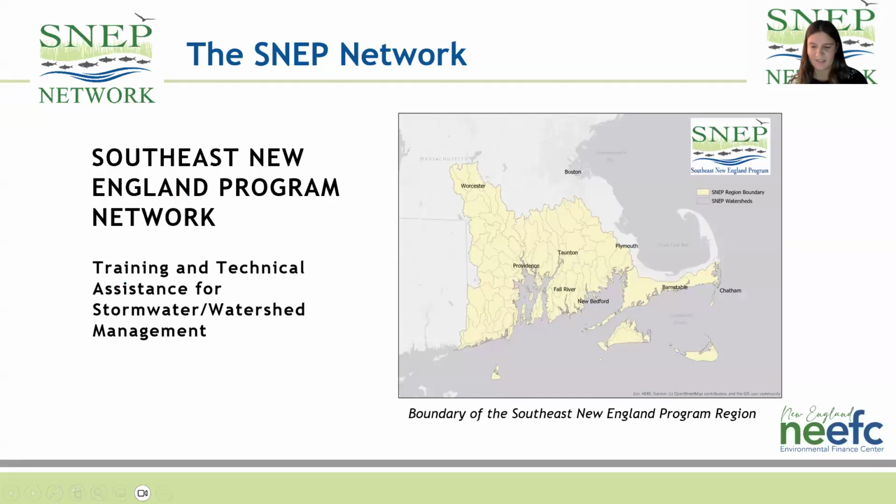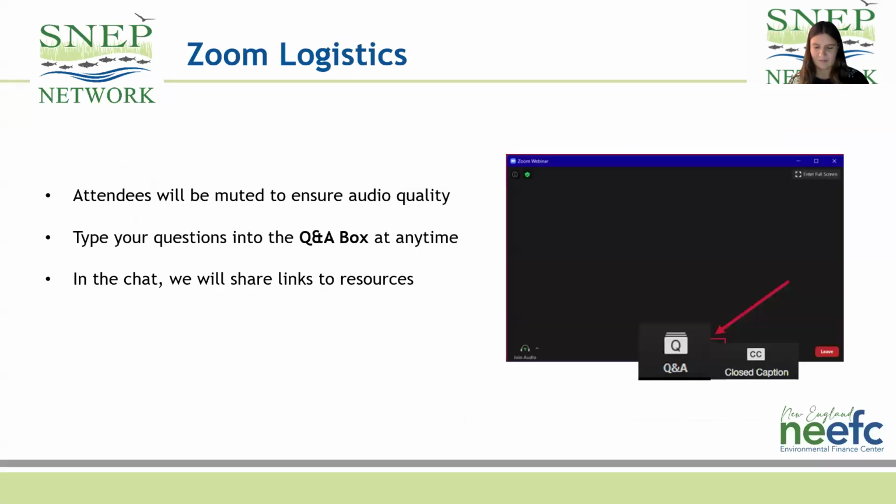Before we get started, I'd like to introduce and provide you all with a little background about the SNEP Network. The SNEP Network's mission is to empower communities to achieve healthy watersheds, sustainable financing, and long-term climate resilience through the management of stormwater and restoration projects. The SNEP Network focuses on building local capacity by providing no-cost trainings, webinars, and technical assistance to communities in the SNEP region. If you'd like to learn more, please visit our website, snepnetwork.org.